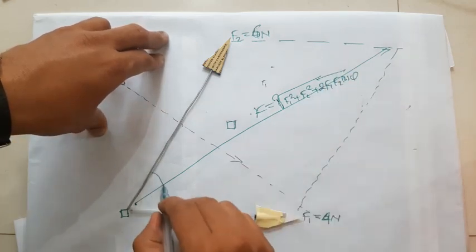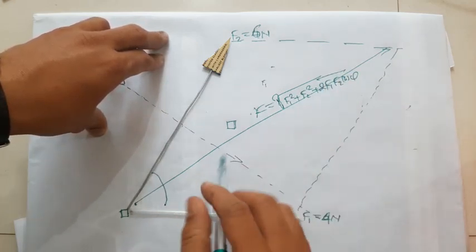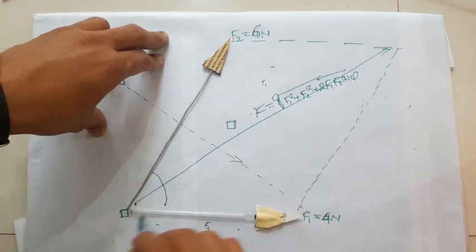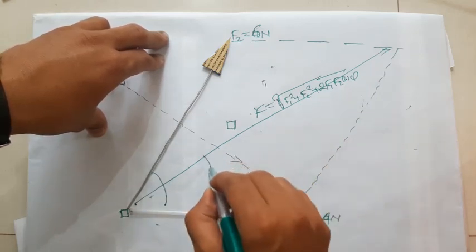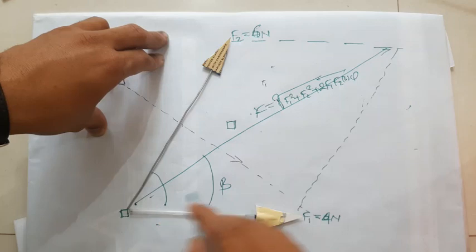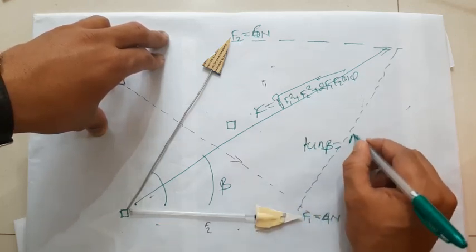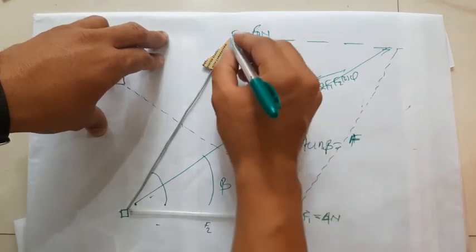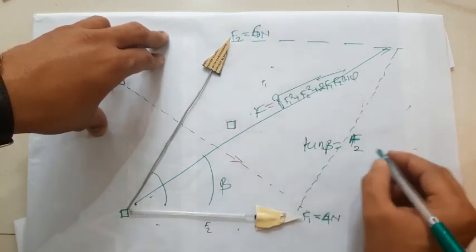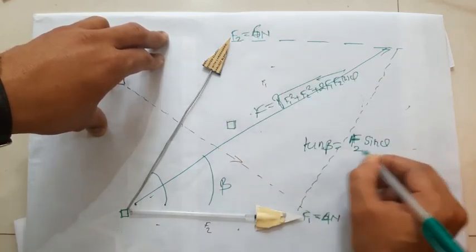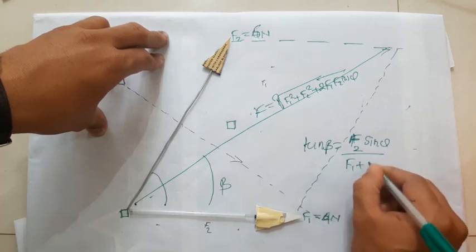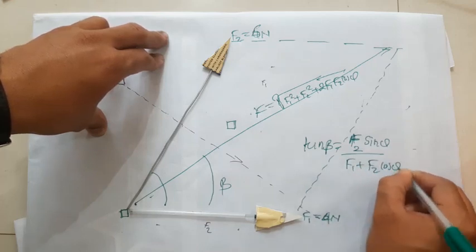So cos theta is nothing but the angle between them. Now, what angle does this resultant make from F2? That can be calculated as beta. So here tan beta is equal to what? Perpendicular over base: F2 sin theta divided by F1 plus F2 cos theta.